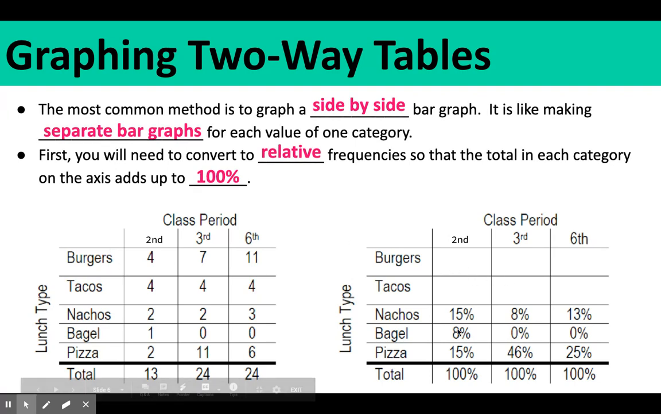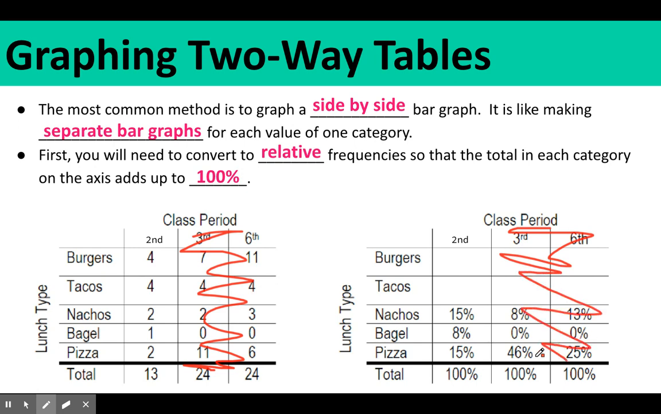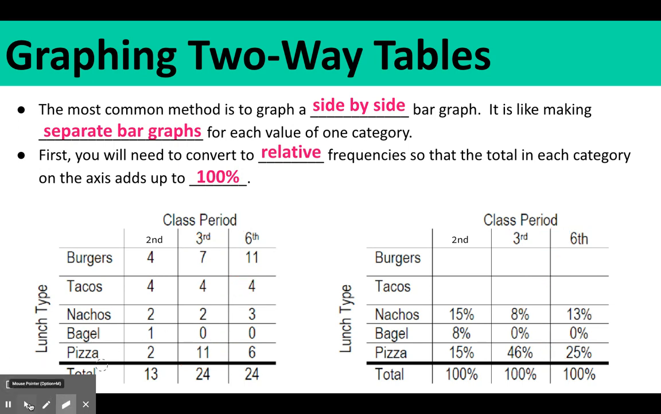And I'm going to find the percentage within each category. So these are given or conditional percentages. So again, for the moment, I'm going to ignore third and sixth period, right? I'm only going to look at second period, and I'm going to see what percent of second period chose burgers, what percent of second period chose tacos, what percent of second period chose nachos, what percent of second period chose bagel, what percent of second period chose pizza, right? So it takes a minute.